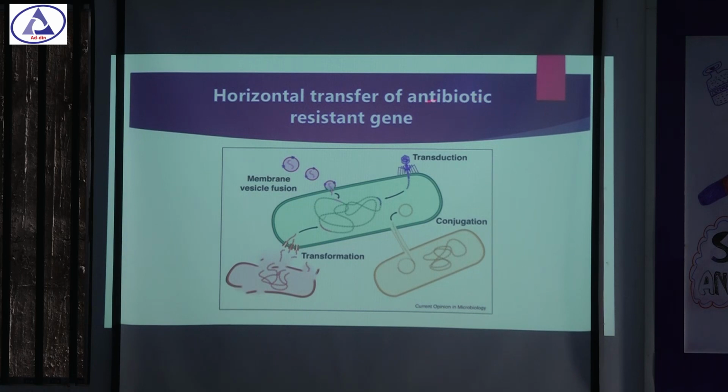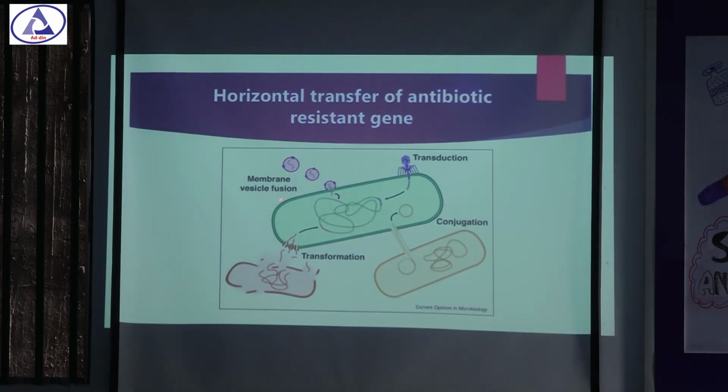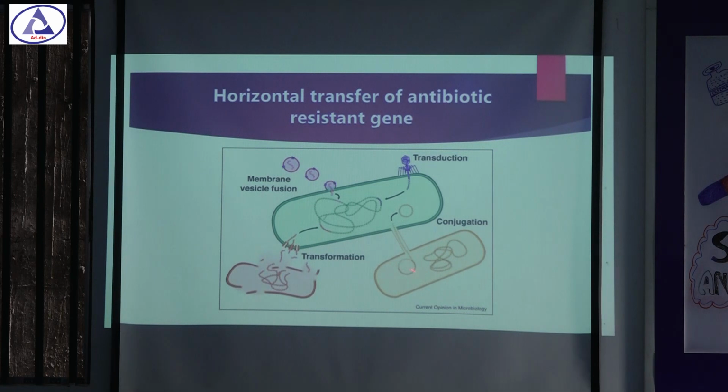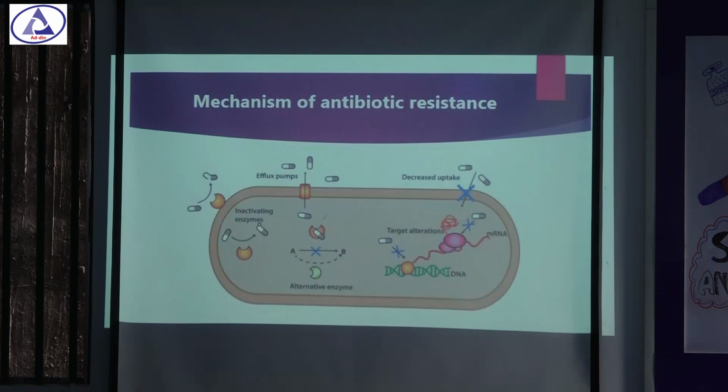Here, horizontal transfer of antibiotic resistant genes from one bacteria to another occurs in the following methods. Transformation through naked DNA; in conjugation the sex pili transmit the gene; in transduction the virus carries the resistant gene to the bacteria; and membrane vesicle fusion. These are the methods of horizontal transfer of resistant genes.